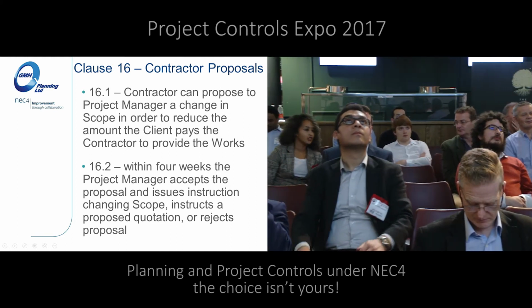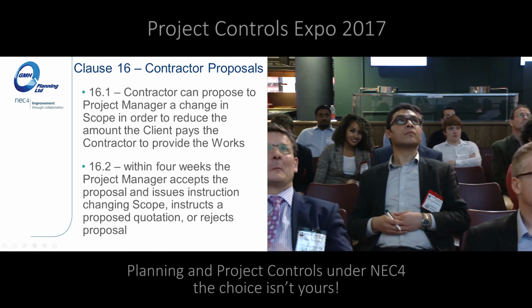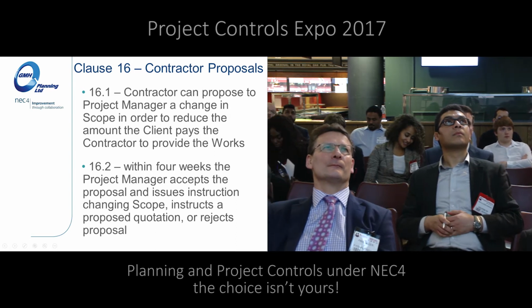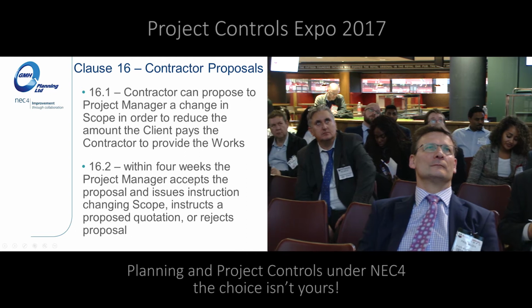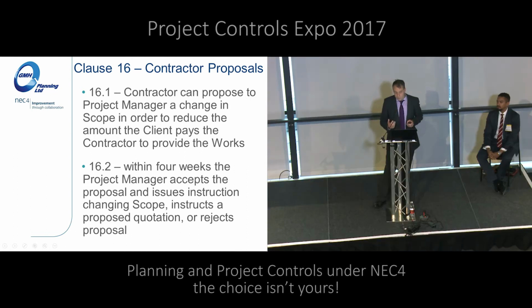Clause 16 is now called Contractor Proposals. So 16.1, contractor can propose to the project manager a change in scope to reduce the amount the client pays the contractor to provide the works. And within 4 weeks, the project manager either accepts the proposal and issues the instruction changing the scope, or issues a proposed quotation or rejects the proposal.